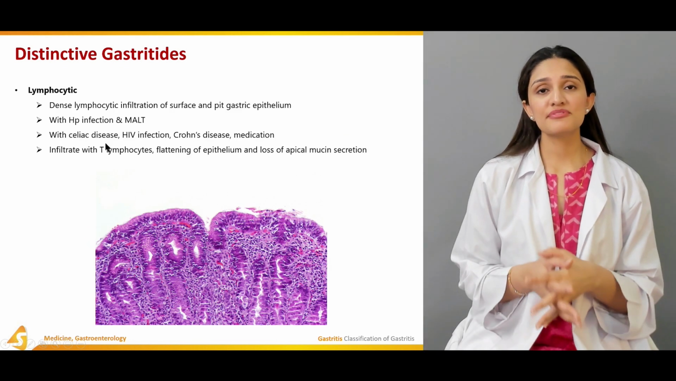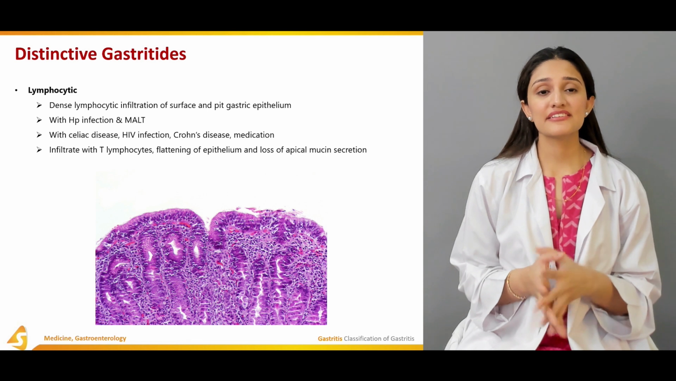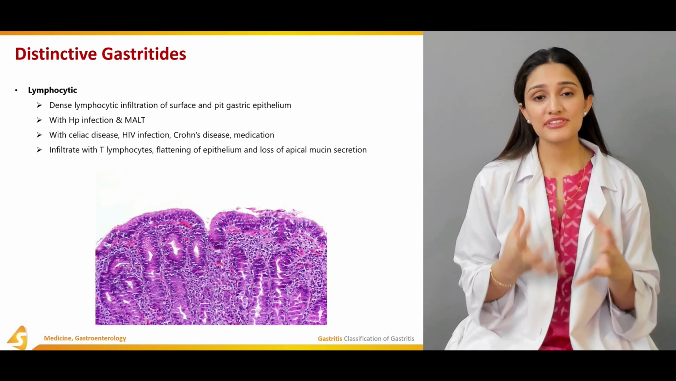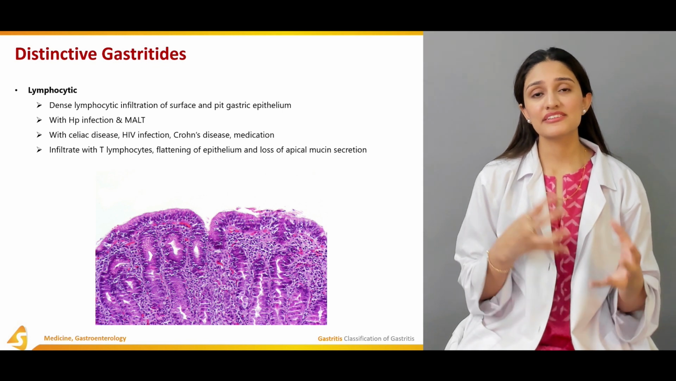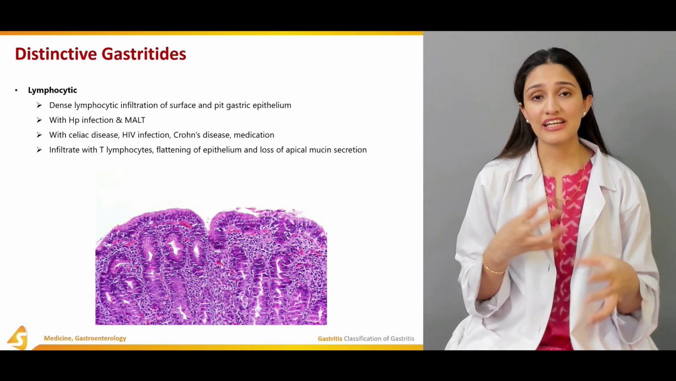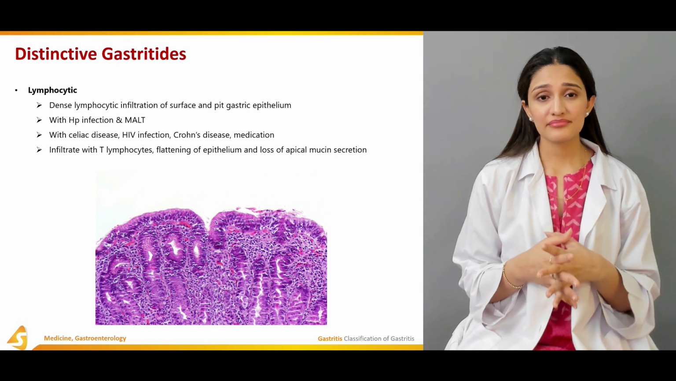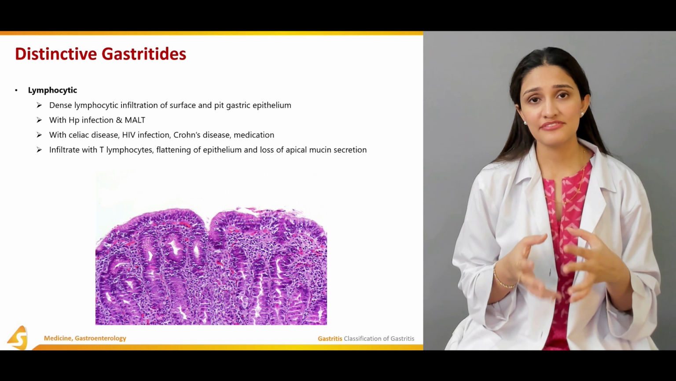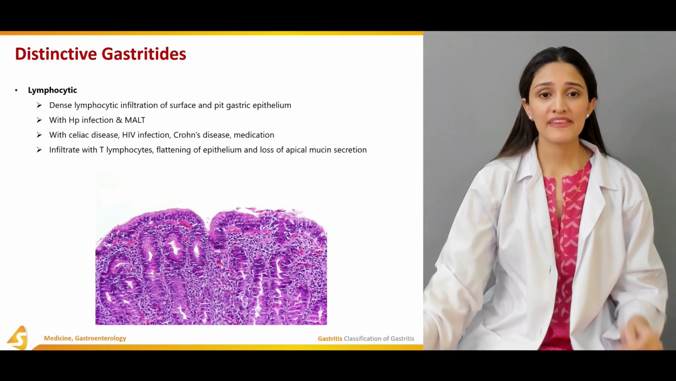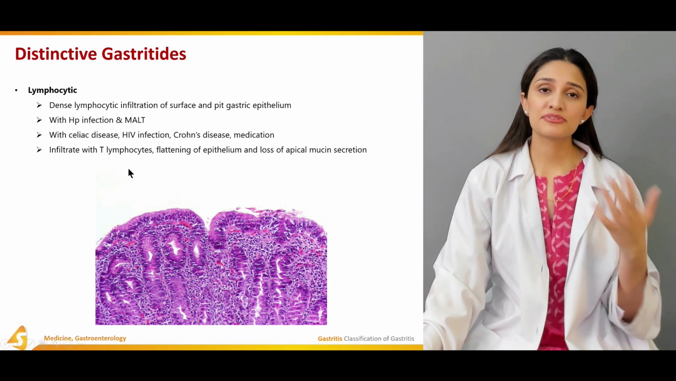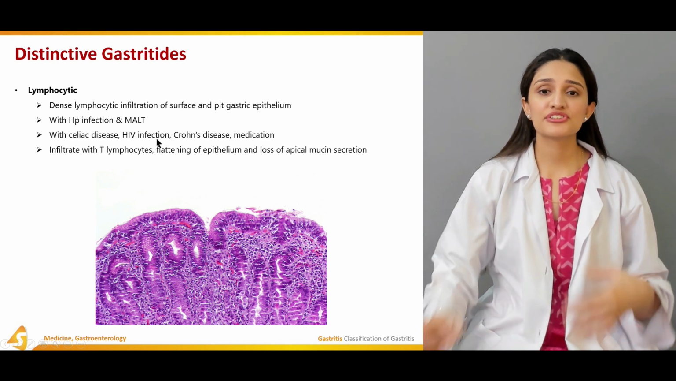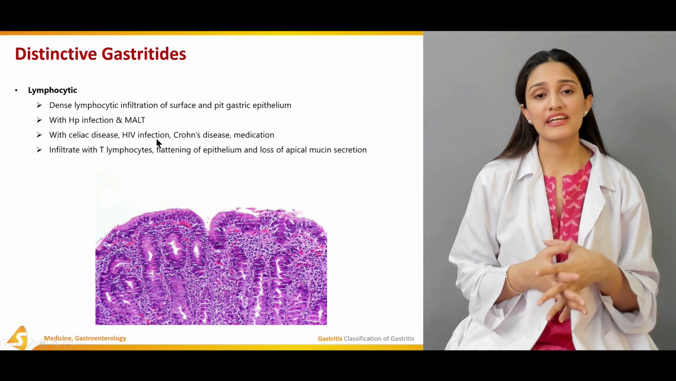So the second type of distinctive gastritis is lymphocytic gastritis. This has a more dense lymphocytic infiltration within the surface and the gastric epithelium. It is usually associated with Helicobacter pylori infection and MALT lymphoma, and it is also associated with celiac disease, HIV infection, Crohn's disease, and different types of medications.